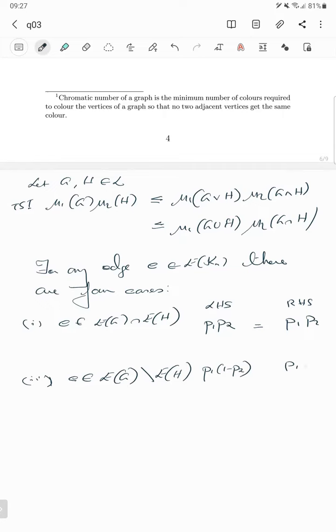P1 is in the intersection, but in the union. It is in the union. Correct. So this also becomes an equal. Right? Yes, sir. Now the third case is symmetric to this, right?